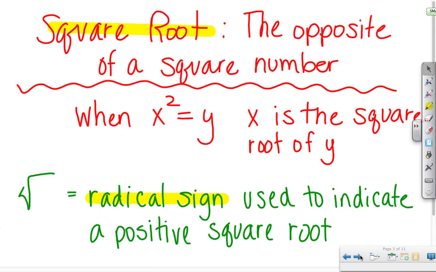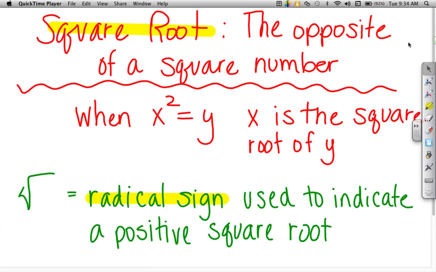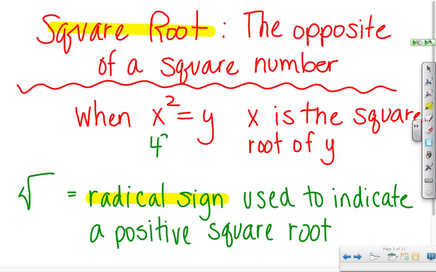Again, just as a review, the square root is the opposite of a square. So whenever we take a number squared, we get our answer of y. For example, when we took 4 squared, we got 16. X is the square root of y. So what is the square root of 16? Well, it's 4. Whatever the answer is to a square problem, when we take a number and square it, that's the square root of that number.